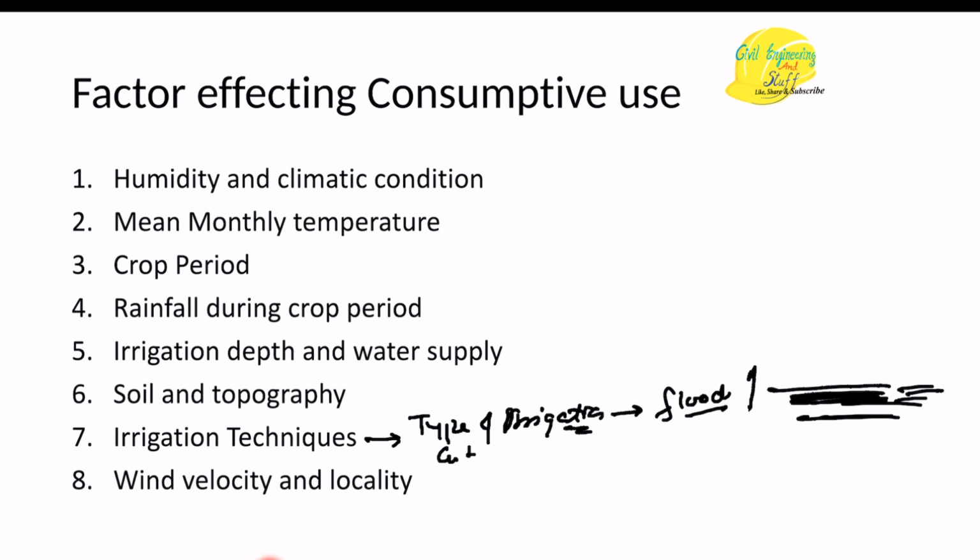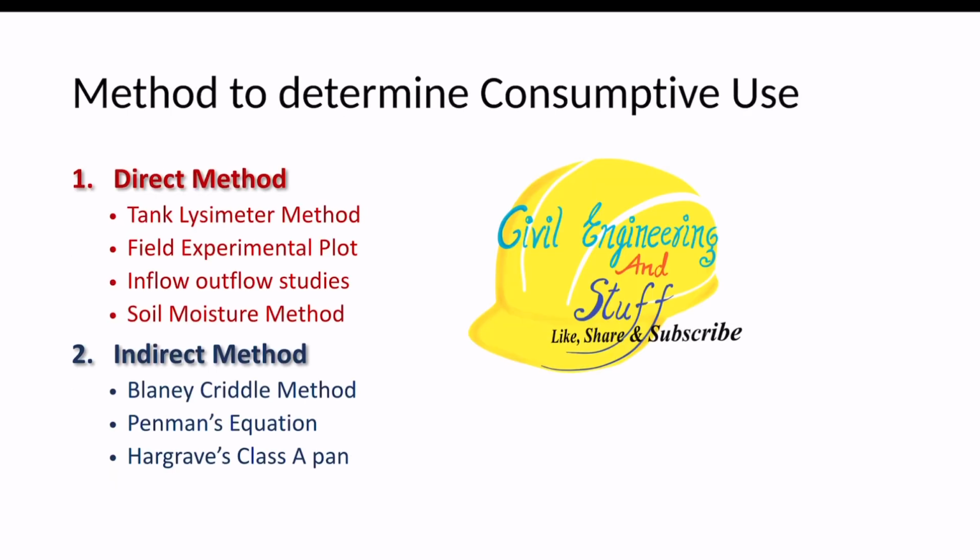Then we have wind velocity, and the higher the wind velocity, the more will be the evaporation, and because of which the consumptive requirement of the crop will increase. All right.